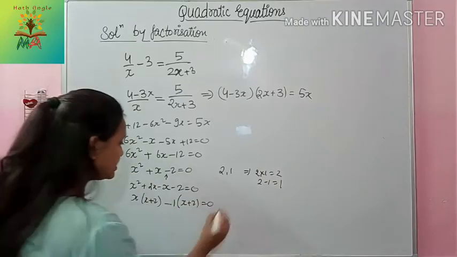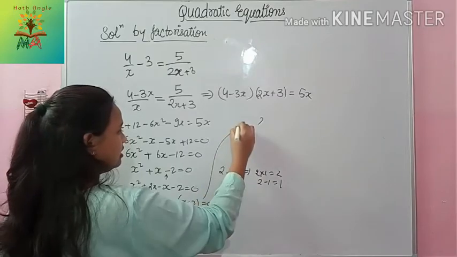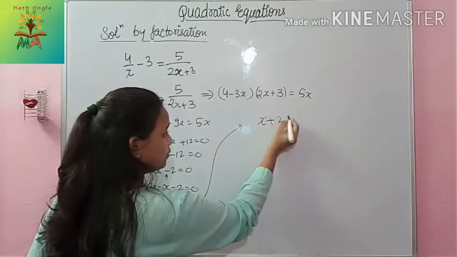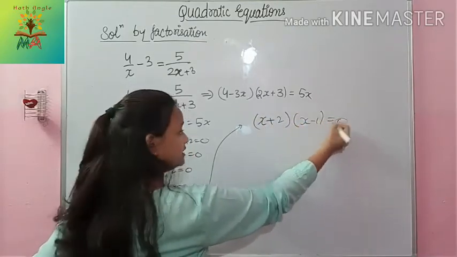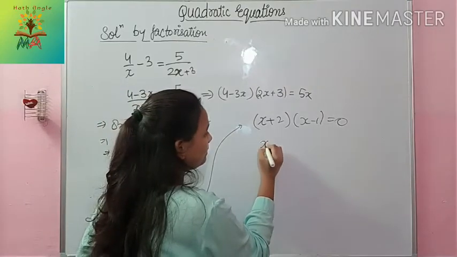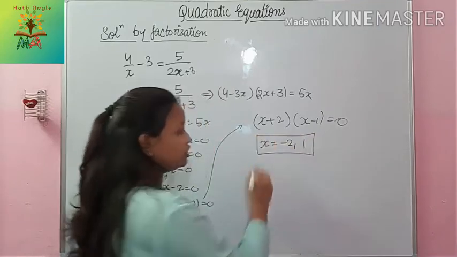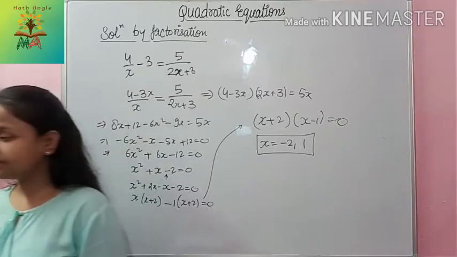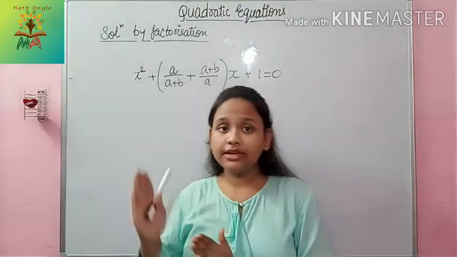So this means that x plus 2 and x minus 1 are the factors of this. So इनको separately 0 के equal put करने पे x is minus 2 or 1. So this is the solution for our equation. So have a look at this one. Now let's have a look at this one.